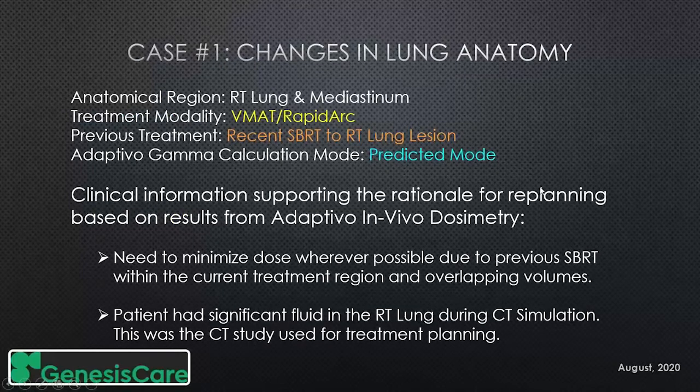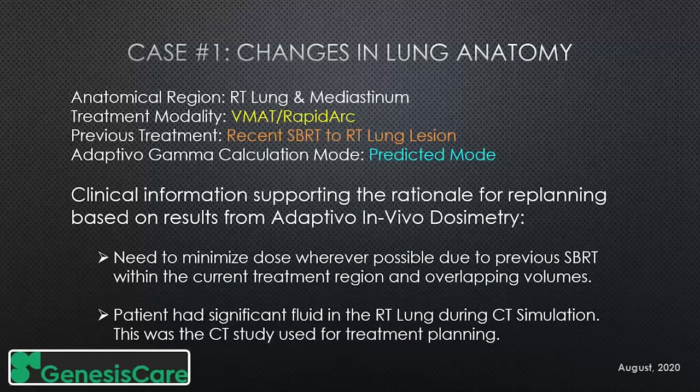Next, I'm going to present our first case. This is changes in lung anatomy. The body region we are treating is the right lung and mediastinum. We are using a VMAT RapidArc procedure. And this particular patient had recent SBRT to the right lung, so we want to make sure we minimize dose. And of course, we're using the predicted mode.